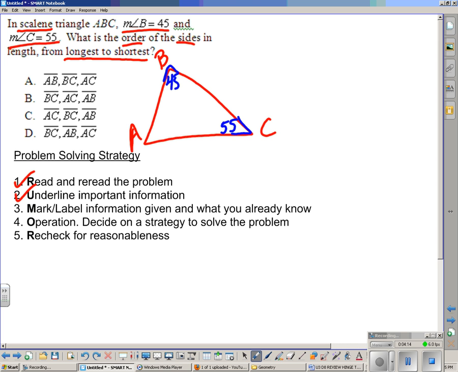angles of that triangle. I'm missing that third angle, angle A, and I actually know how to find angle A. I can use the triangle sum theorem. I'm going to add up the two interior angles of that triangle, and then the sum of those two interior angles, I'm going to subtract it from 180 to get that remaining angle, because I know that the three interior angles of the triangle add up to 180 degrees.